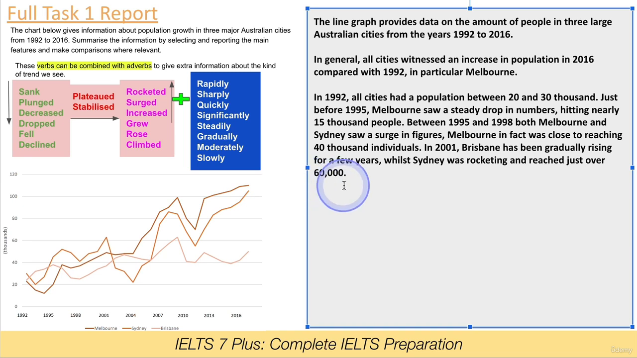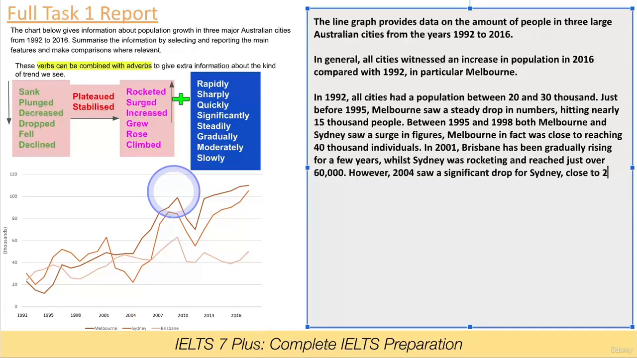Okay. However, let's end this with, however, 2004 saw a significant drop for Sydney, close to 20,000. Alrighty then, let's head into our second group, which is going to go from 2004 onwards. And let's focus on anything significant happening, or Sydney has a rise.